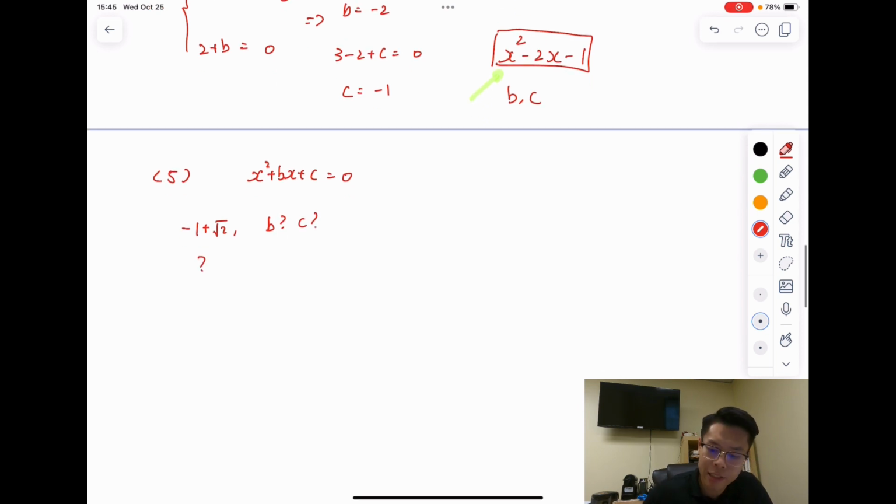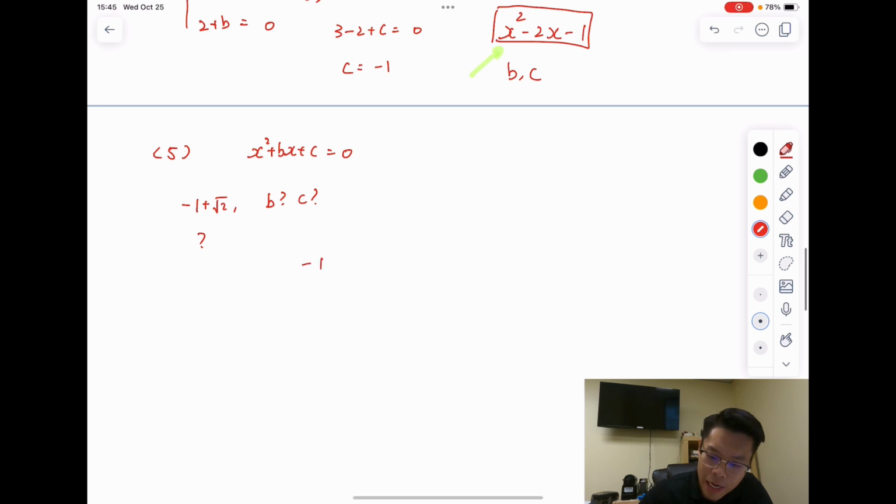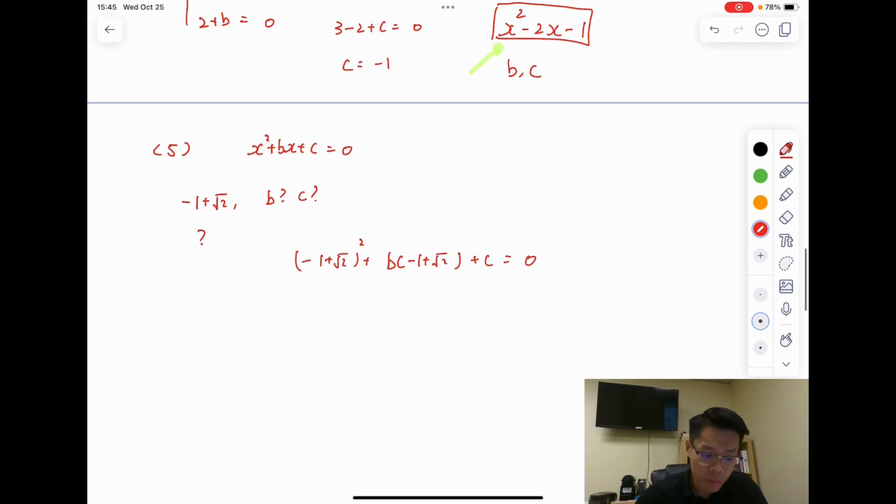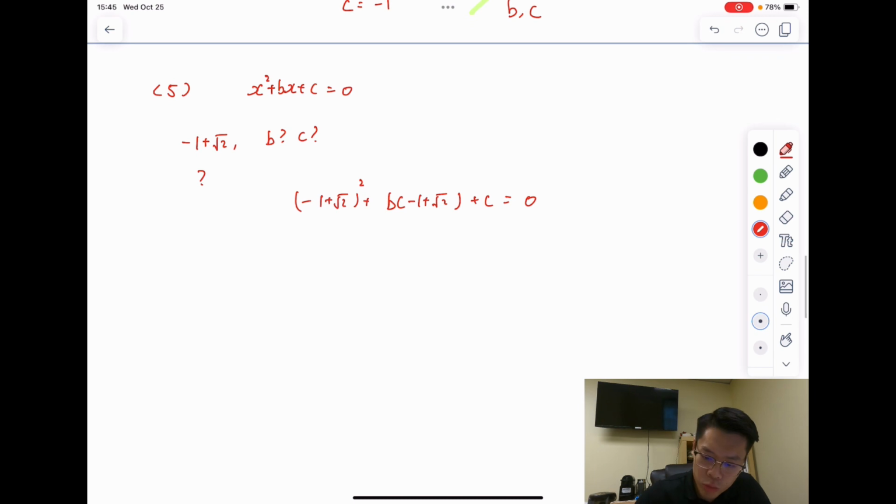Okay, so how do I do that? Same thing. We substitute -1 plus root 2 into the equation. And let's open it up. In this case, let's see if we can combine everything together, just like what we did in the previous video. So the first thing over here would be 3 minus 2 root 2. Okay, so that's basically from here. And minus b plus root 2b plus c equal to 0.